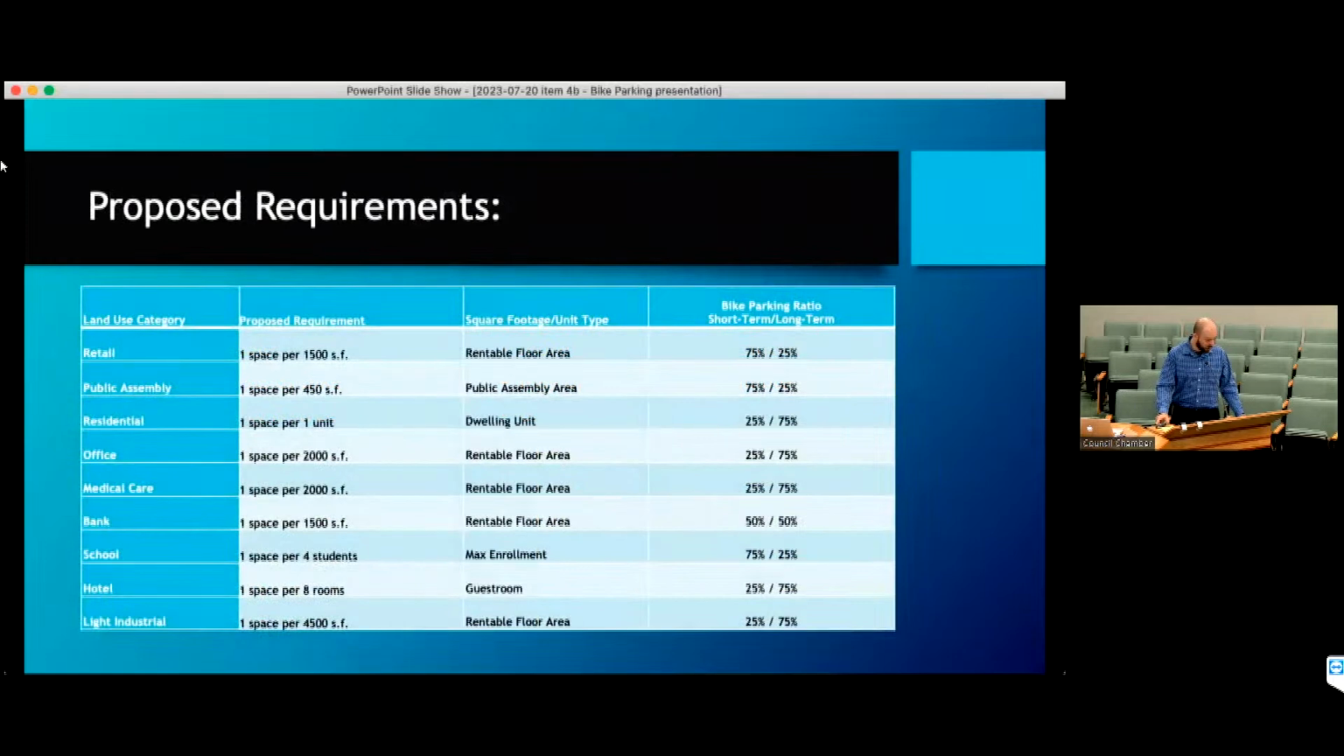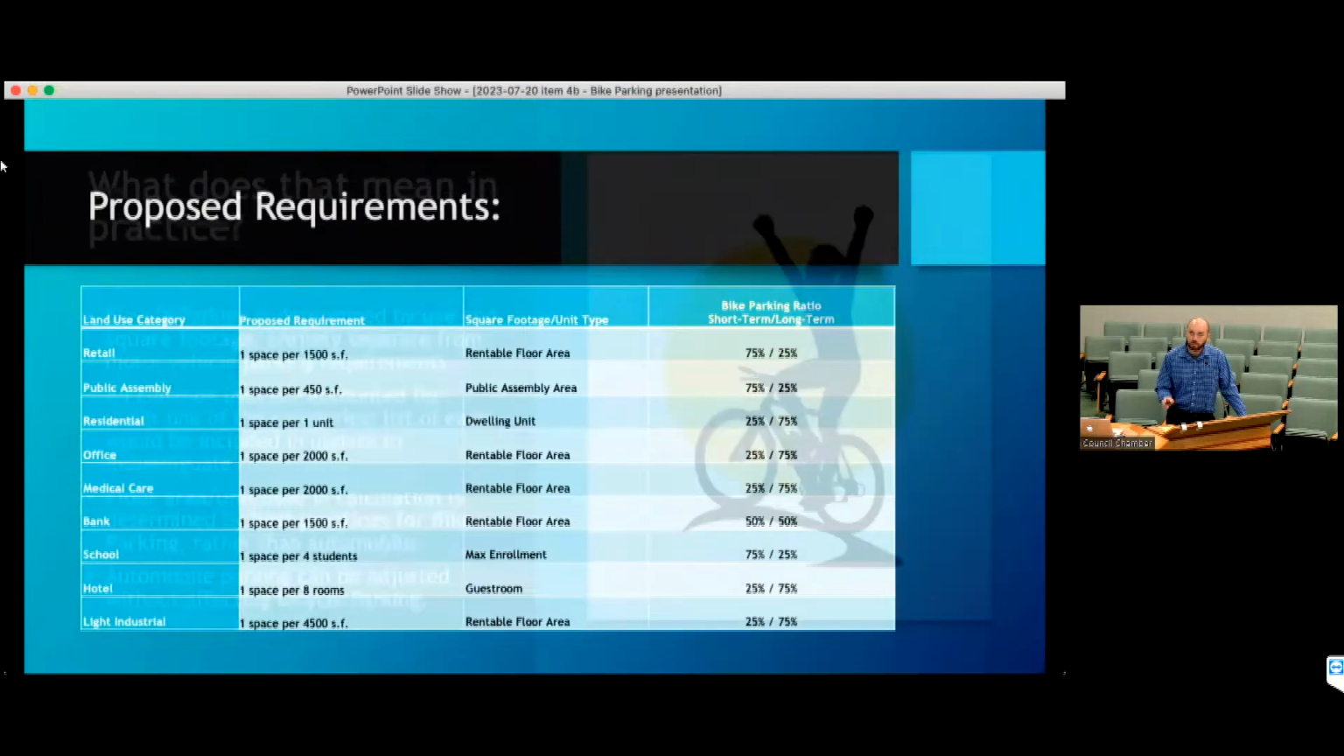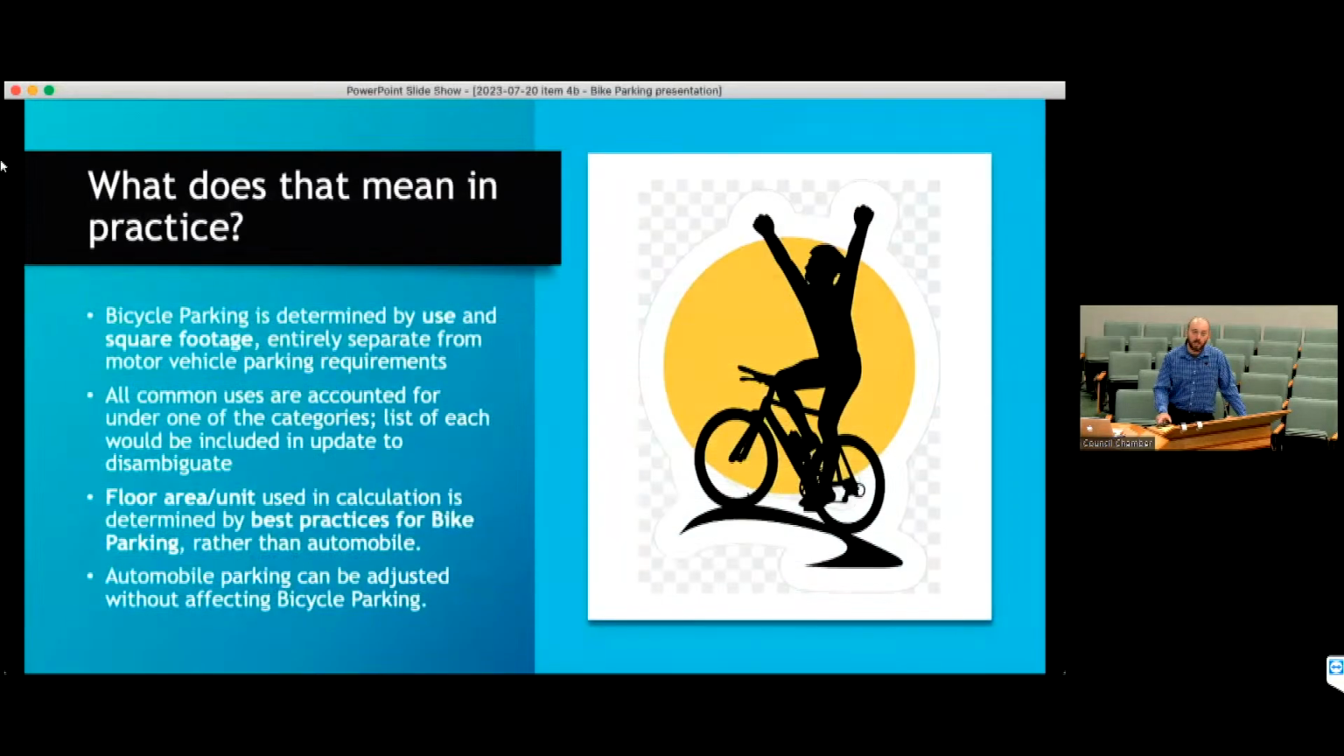So you can see here the specific chart. We're going to go one by one. But I do want to clarify tonight, we are only looking at the required amount. So the design standards for short-term and for long-term will be included in an objective design standards update as part of a greater city initiative. Working on that, you will see them fairly soon. But tonight, this is just about the number required.